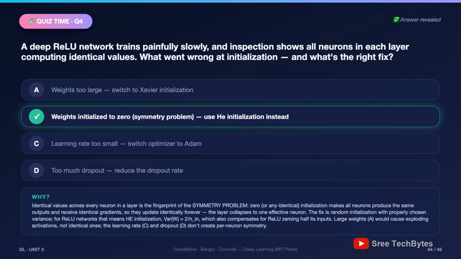Worth asking, would Xavier also break the symmetry? Yes, any random init does. He is preferred here specifically for the ReLU variance factor. Diagnosis and prescription both matter.